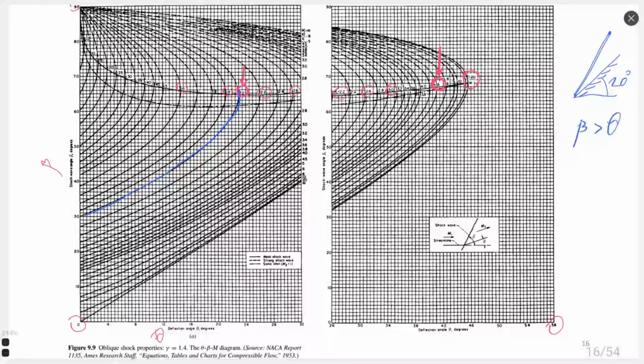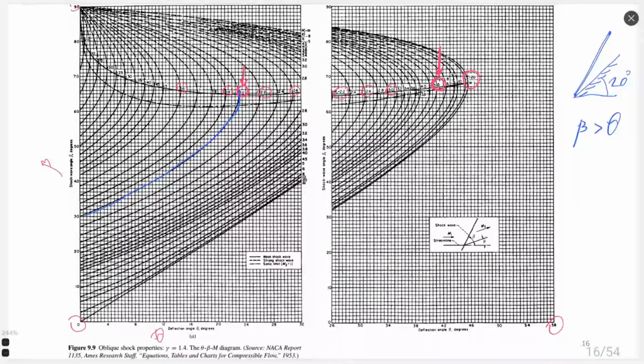This is very important when you implement the theta-beta-M equation analytically inside your work. You need to check this relation. The beta you obtain must always be bigger than the theta you set as a body angle. Please pay attention to this in future, so your shock wave will be viable and will not stay inside the body.